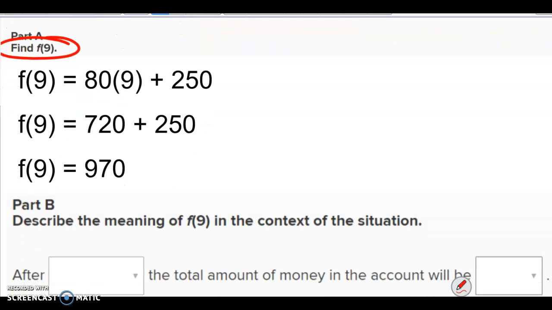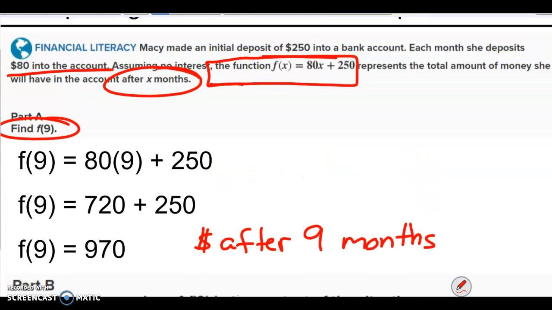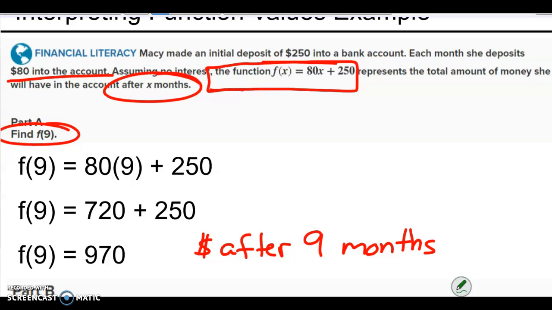Okay? Describe the meaning of f of 9 in the context of the situation, basically what we just said. So money after 9 months. Okay? And if you're not sure what that is asking you, that's really what they told you in that variable. They defined the variable right here. So after X number of months, and then we're plugging 9 in for X. 9 is the number of months. Okay? So that's 3.2. That is the end of your notes in both of these videos.